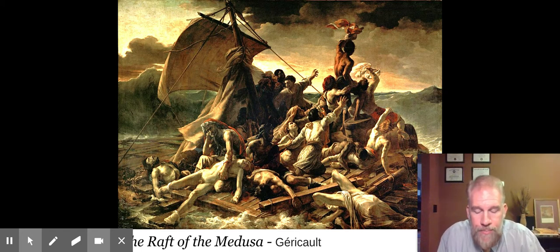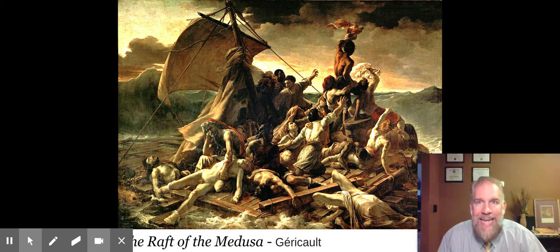It gets worse. There are people who are voluntarily stepping off the raft into the ocean to commit suicide. They are in such desperate cases. Eventually, the stronger members of the, we'll call them crew, start to take the weaker people and throw them off into the sea. They're murdering them.